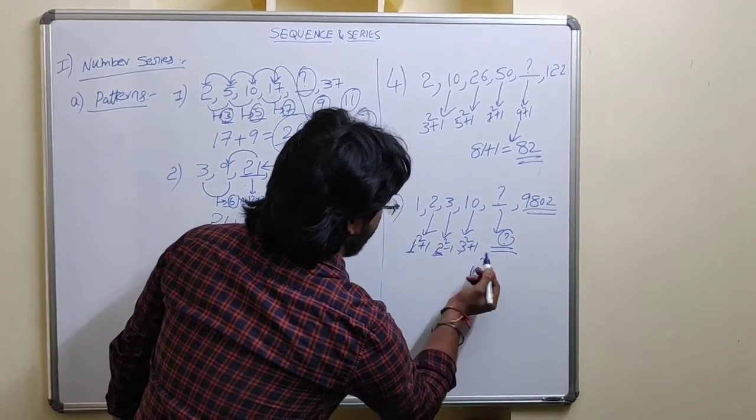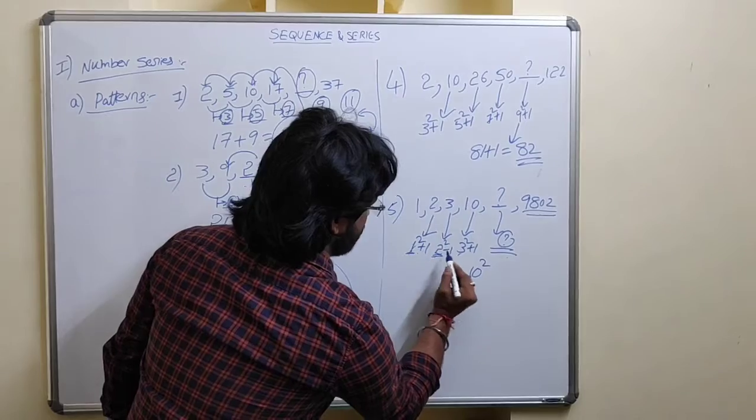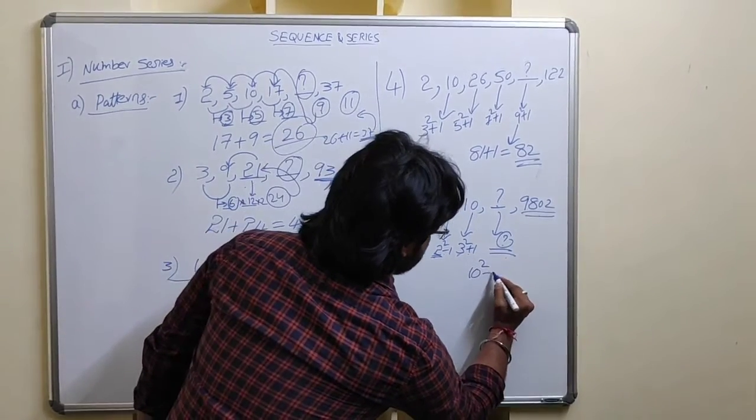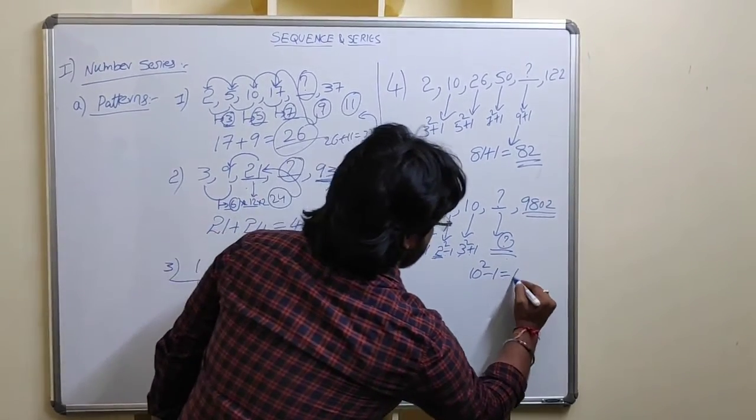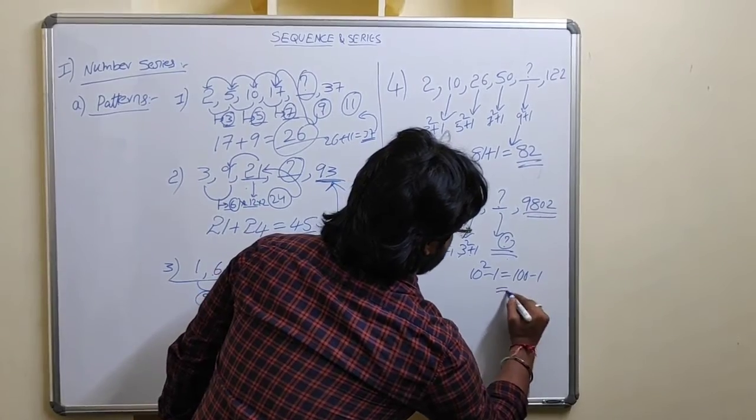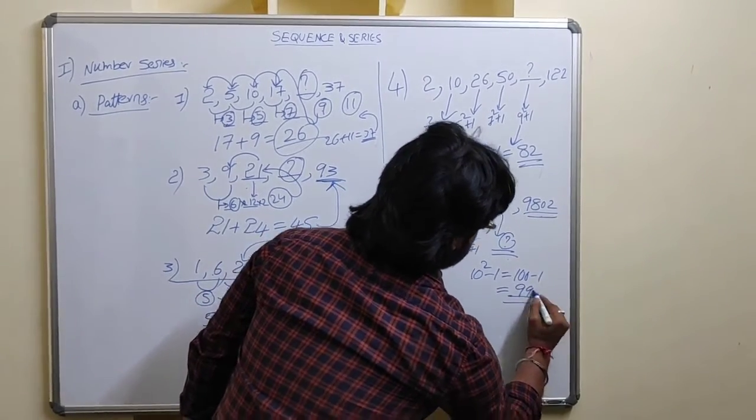The values are alternately increasing and decreasing: plus 1, minus 1, plus 1, and so on. Here the value will be minus 1. So 100 minus 1, you will get the answer as 99.